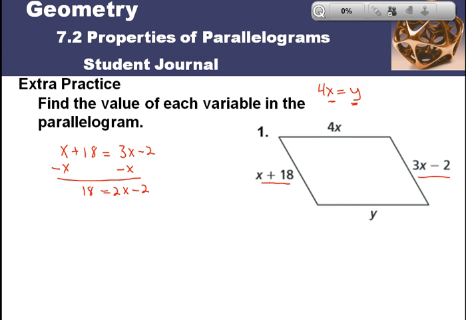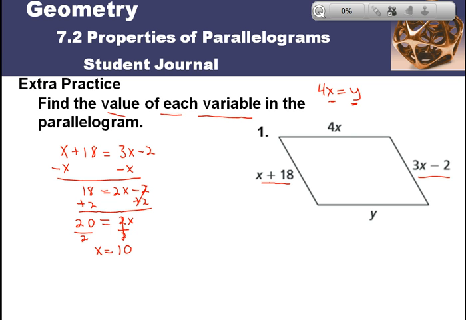Okay, so that's pretty good. 18 is equal to 2x minus 2. Now I'm going to add 2 to both sides. Those go away, and I get 2x is equal to 20. So now I know that 2x is equal to 20, so how am I going to solve that? Well, I'm going to divide both sides by 2, and the 2's cancel, and I get x is 10.